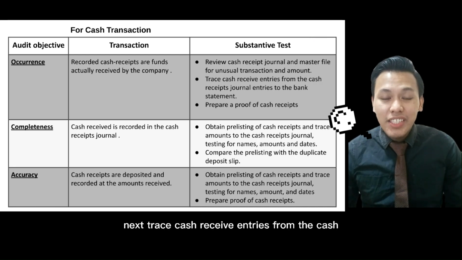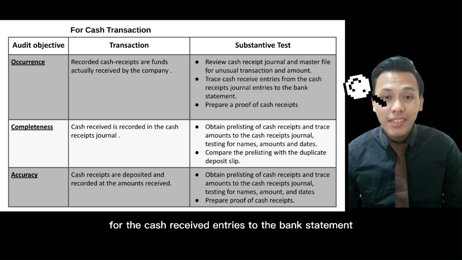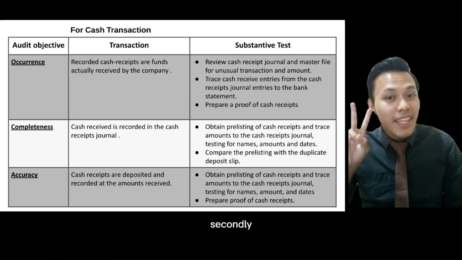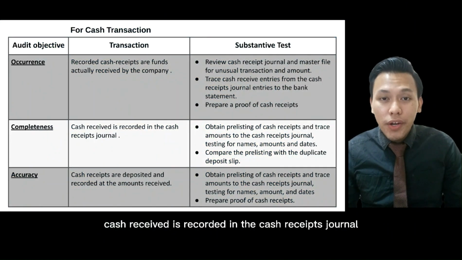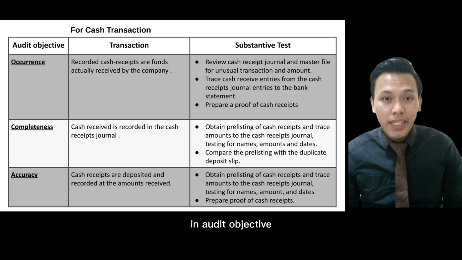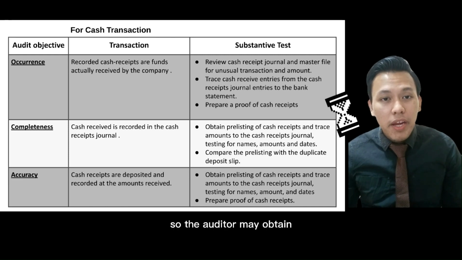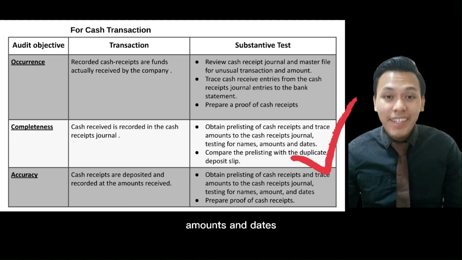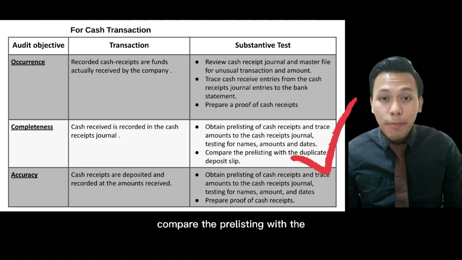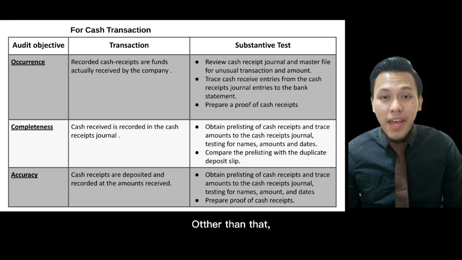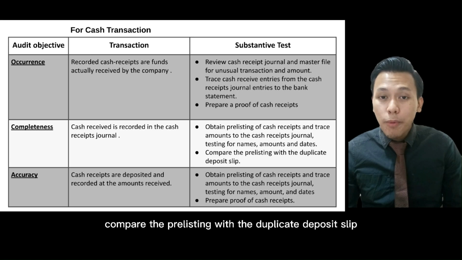Next, trace cash receipt entries from the cash receipts journal to the bank statement and also prepare a proof of cash receipts. Secondly, cash receipts are recorded in the cash receipts journal, which refers to the completeness audit objective. So, the auditor may obtain a pre-listing of cash receipts and trace amounts to the cash receipts journal, testing for name, amount, and dates. Other than that, compare the pre-listing with the duplicate deposit slip.